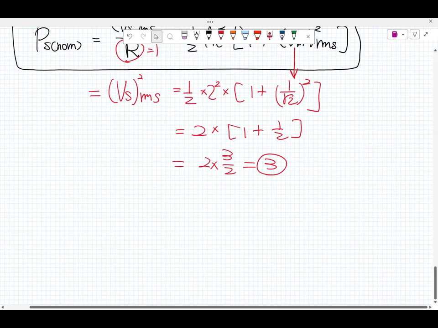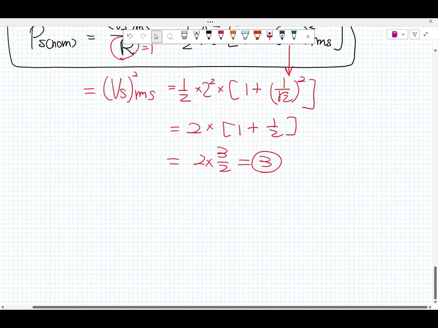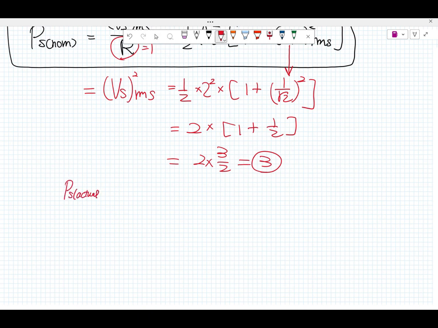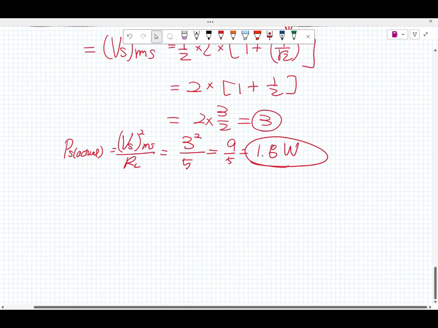All right. So that is the normalized power, but we need to look for the actual value. How can we find the actual value? The actual value is simple. P sub s, the actual value, that was what we wanted. P sub s is the square of the RMS of s over R sub L, 9 over 5, 1.8. Okay, that is the answer.